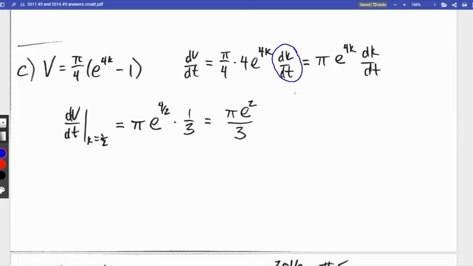dk/dt, and then we plug everything in. We know that k is 1/2 and dk/dt is 1/3, and so when I plug those in, I get pi e squared over 3. I'm getting 1 point for writing down dk/dt, and they said 1 point for applying the chain rule, and then 1 point for the answer of pi times e squared over 3. And I'm looking at the scoring rubric, and they called it pi e squared times 1/3. If you call it 1/3 pi e squared, you're getting credit for that.